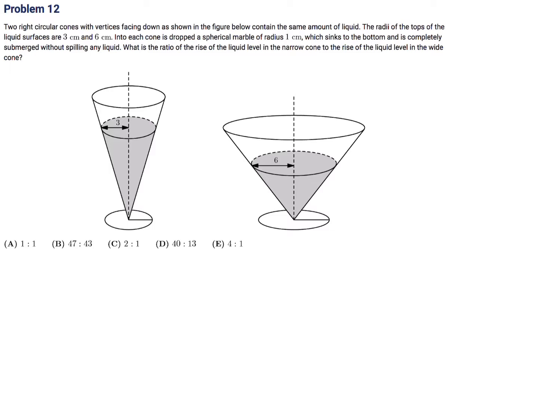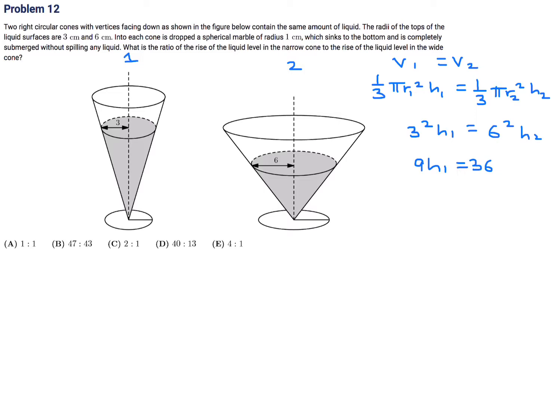They're saying the volumes are equal. So I'll just say this is 1 and this is 2. So the volume for 1 is equal to the volume for 2. How do you figure out the volume of a cone? It's 1/3 times pi r squared times height. We'll just call this 1 and 1, and this would be 1/3 pi r squared height, we'll call it 2 and 2. So the 1/3s and the pi's cancel. So we can just put in the radii, which is 3 squared h1, and then this is 6 squared h2. So this is 9h1 is equal to 36h2, and therefore h1 is equal to 4h2.